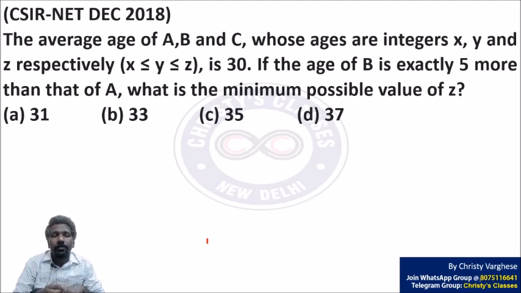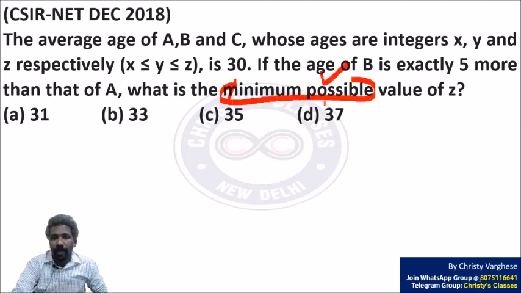In the last class also we discussed average chapter. Average, as such, is a simple concept, but how CSIR asks the question is, they try to twist the question, not like a straightforward question. In other exams, this type of question can be asked like, the average of three numbers is this, then what is the value of z? But here it is asking the minimum possible value of z. That means from all the possible values, we have to find the minimum possible value.